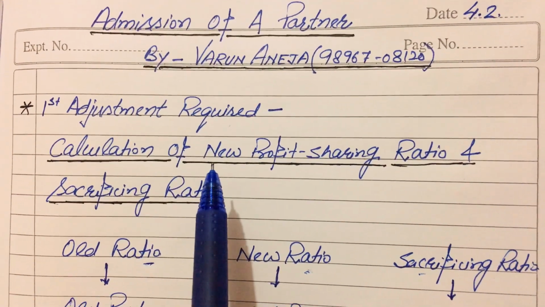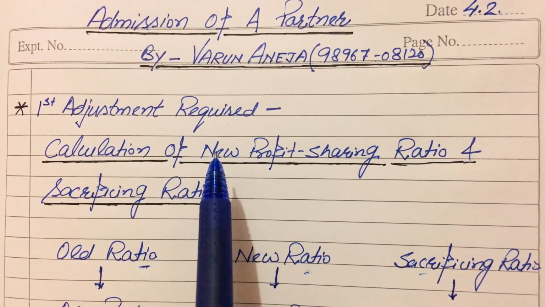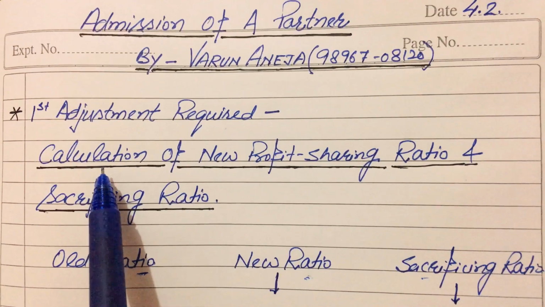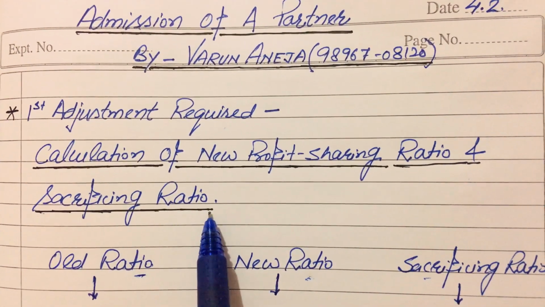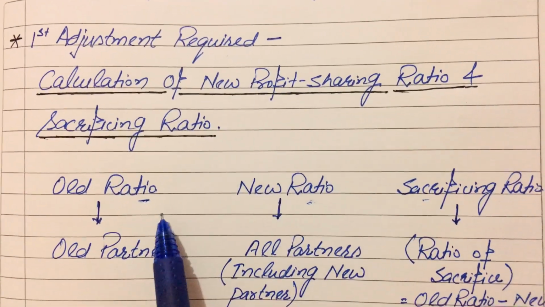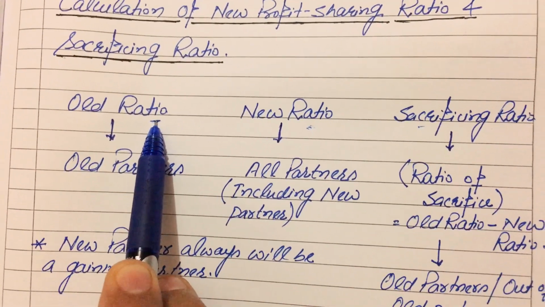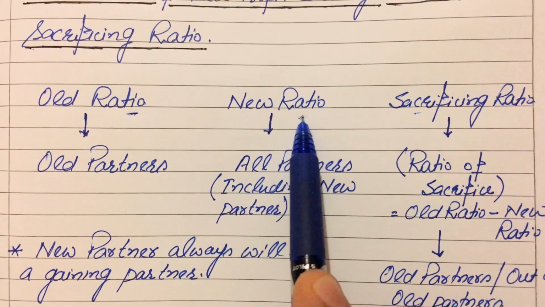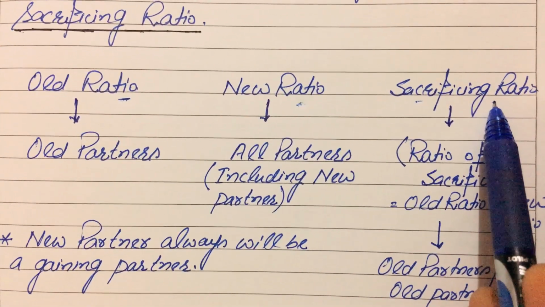Hello everyone. In this video we will start the very first adjustment required at the time of admission of a partner, that is calculation of new profit sharing ratio and sacrificing ratio. In this chapter we have to face three ratios, and these are old profit sharing ratio, or we can say old ratio, new profit sharing ratio, or we can say new ratio, and the sacrificing ratio.